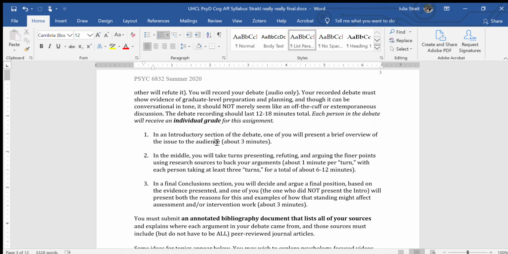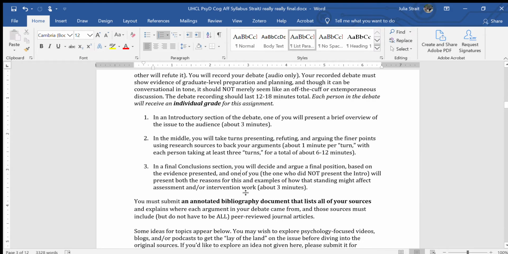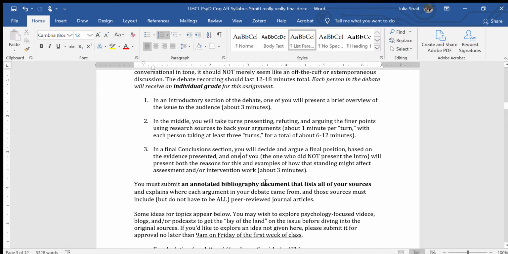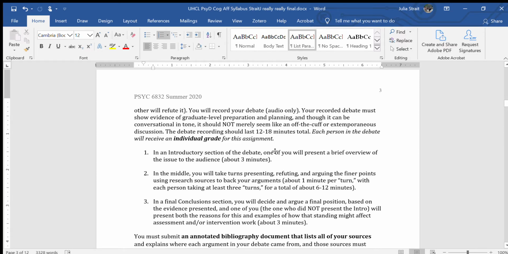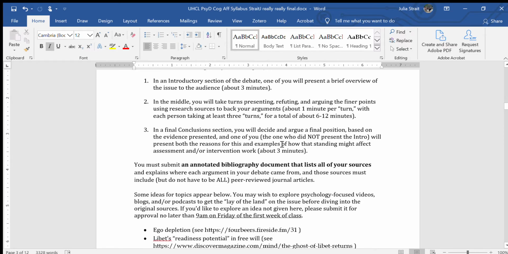The same person that does the intro will not do the conclusion. Each of you will do a piece of this so that you can get your own grade, and then you'll both get a grade for the middle. And you're going to present reasons about why you came to this conclusion, maybe together, and then how that affects applied work assessment or intervention. You may want to decide on this conclusion before you record so that it will go smoothly. I won't listen to anything longer than 18 minutes because there are a whopping 28 people in this class.